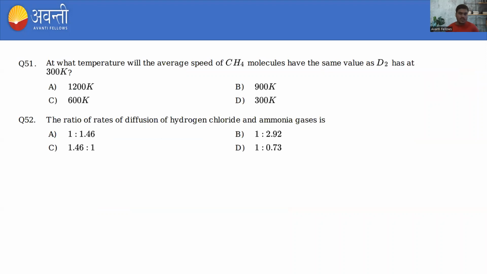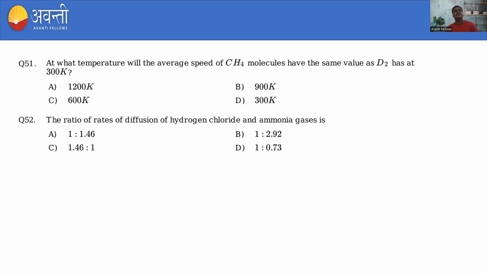Okay. Good. Now, the next question is: at what temperature will the average speed of a CH4 molecule have the same value as D2 at 300 Kelvin? So this question is from the states of matter, right?